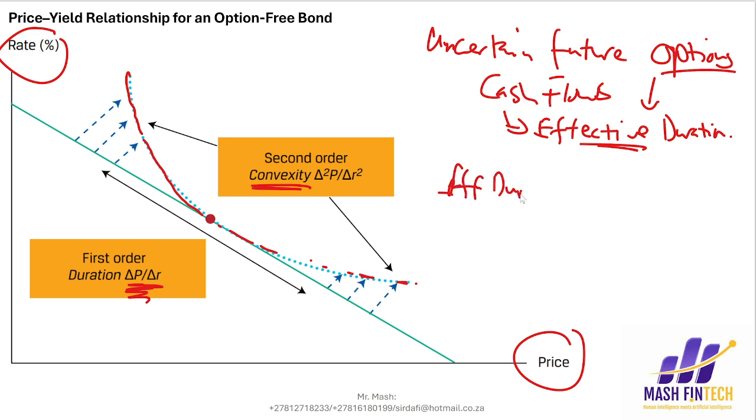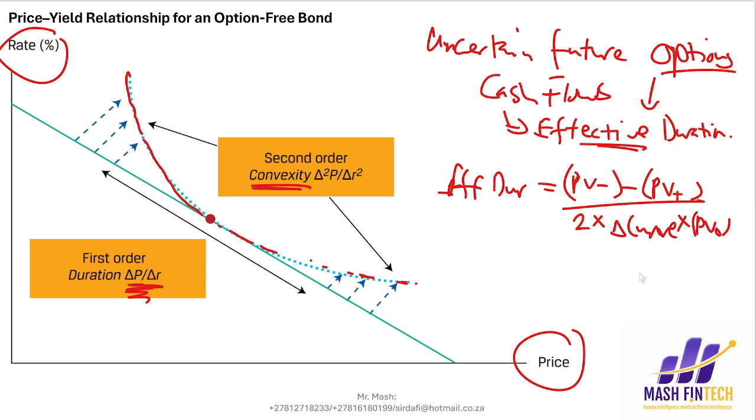and your effective duration is going to be calculated using the change in the price, downward movement, minus the up, divided by 2 times the change in curve, multiplied by the original value. Okay, so this is how you calculate the effective duration. I just quickly wrote this formula, but you must be familiar with it.